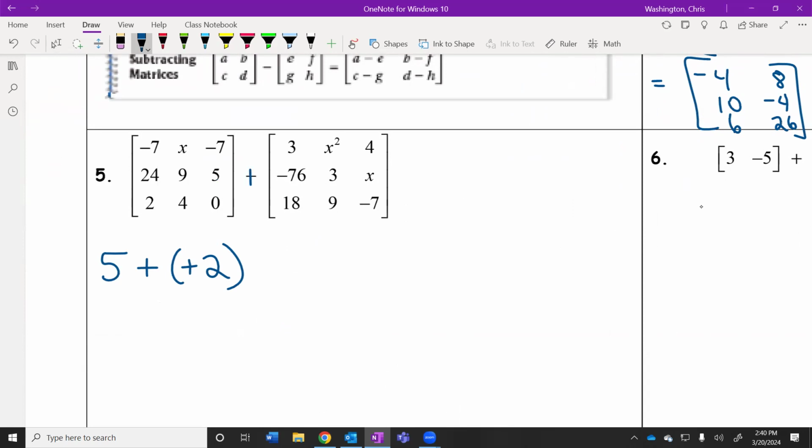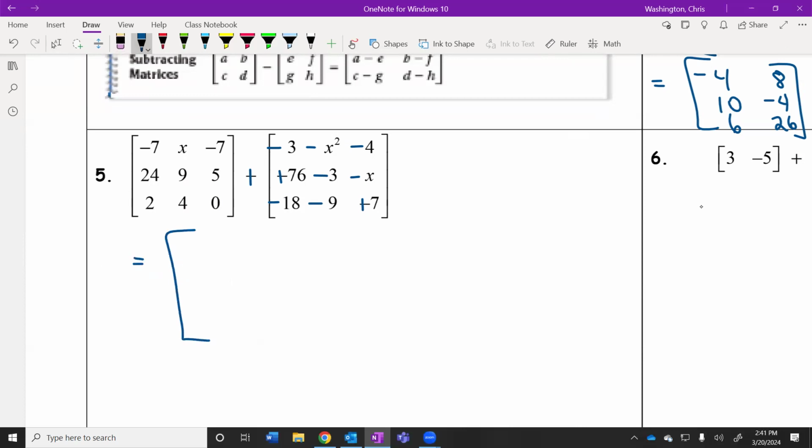But then what sign do we have to change after that? Literally every single element in that matrix that comes after the minus sign, we have to change every single element. If it's negative, we're going to make it positive. If it's positive, we're going to make it negative. And now we can treat this just like the addition problem that we just did in number 4.